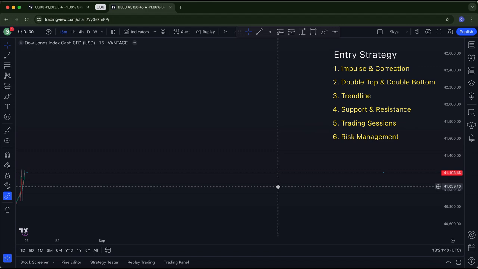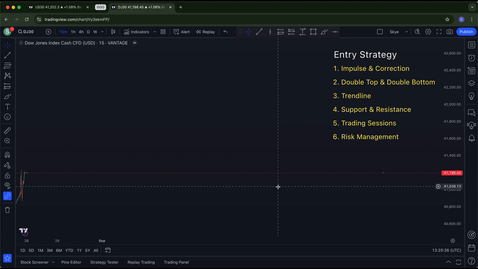So now in this lesson we are going to focus on entry strategy, how we are going to enter the market. So it will include the concept of our last lessons and also additional concepts. So we are going to consider these six concepts for us to enter a trade.